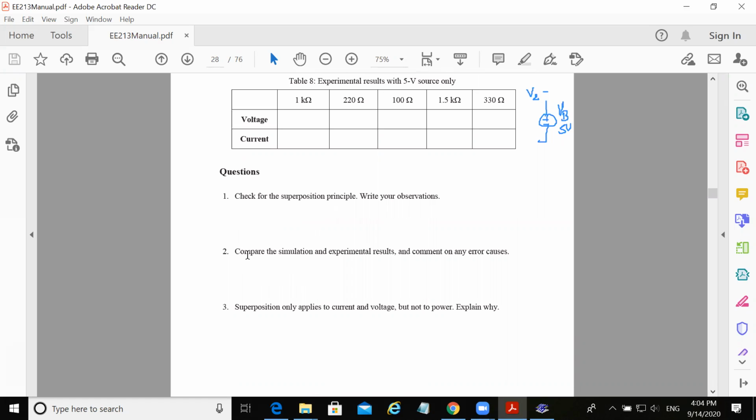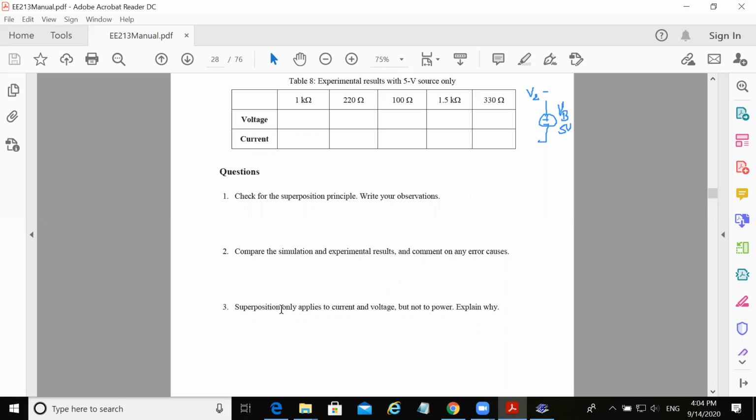Okay. So for example, here, question number 2, compare the simulation and experimental results. So here you have to compare the results of Multisim with the results of the hardware. So this means you cannot answer it. So that's why you can skip this question.